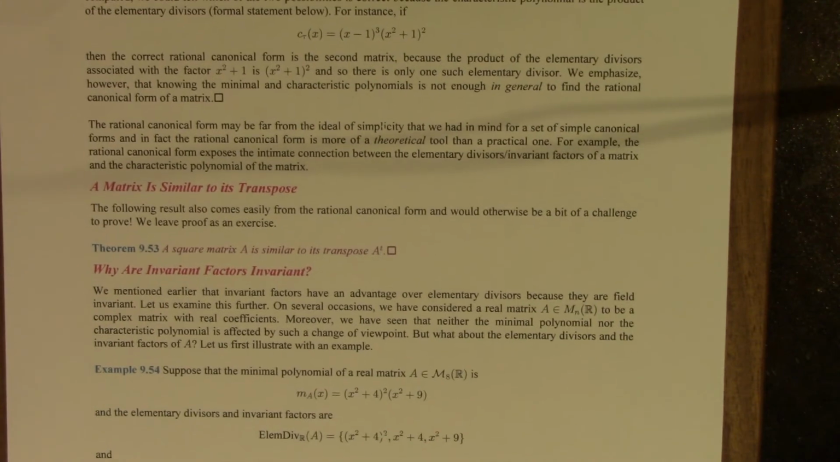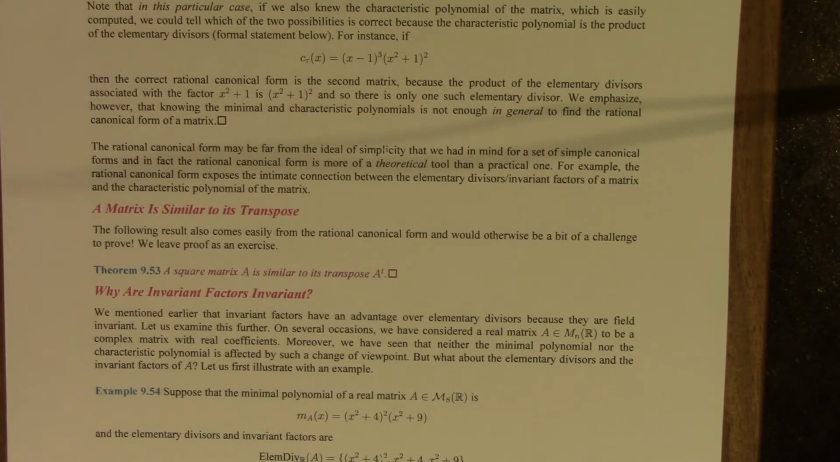Well, the rational canonical form in either version is something we have sought for quite some time. It's a canonical form for matrix similarity. That's a major achievement, but unfortunately it's far from the ideal of simplicity that we had in mind for a set of canonical forms. This kind of makes the rational canonical form more of a theoretical tool than a practical one.